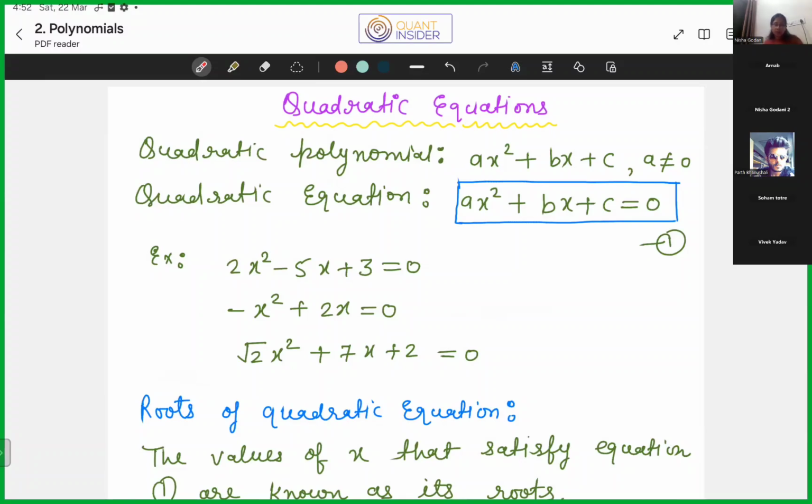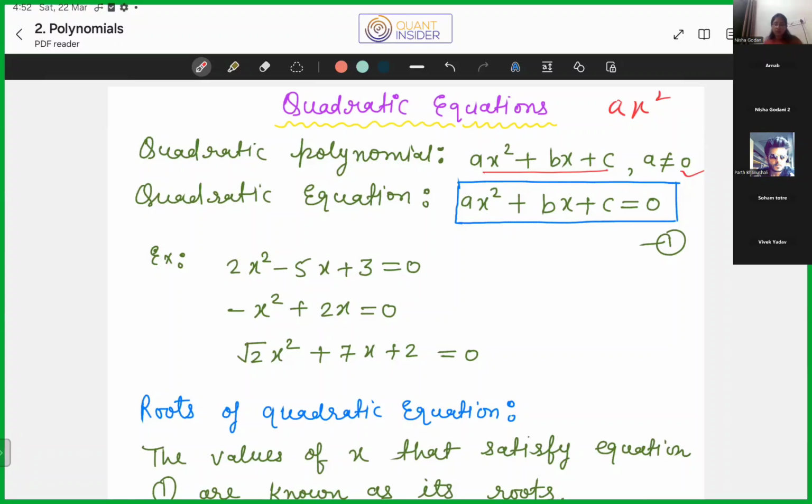So what is a quadratic equation? You know quadratic polynomial, I just told you. Quadratic polynomial means polynomial having degree 2. So a polynomial of the type ax square plus bx plus c is a quadratic polynomial. Here a is not equal to 0, or you can say the highest degree of x is 2. b and c can be 0, because if b and c are 0, you are left with ax square, which is again a quadratic polynomial.